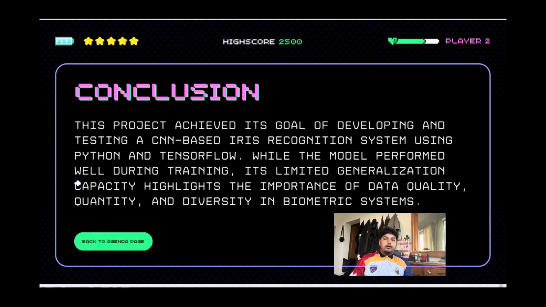As for the conclusion, the project successfully demonstrated the potential of using CNNs for iris recognition. I built and tested a deep learning model using Python and TensorFlow, which showed promising results. However, to further improve real-world performance, we must focus on expanding the dataset and addressing generalization issues.